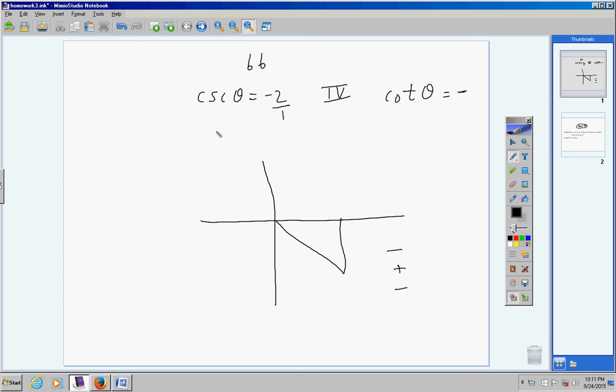Cosecant is negative 2 over 1. Cosecant is the inverse of sine. Sine is opposite over hypotenuse, so this would be hypotenuse over opposite. So your hypotenuse is 2. Your opposite is 1. So the other leg would be square root of 3. Alright. So here we go. Cotangent would be, tangent's opposite over adjacent, so cotangent would be adjacent over opposite. So square root of 3 over 1, which is square root of 3. Okay, moving on to number 68.